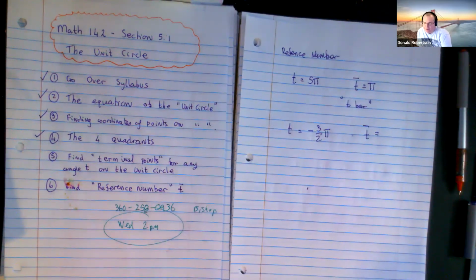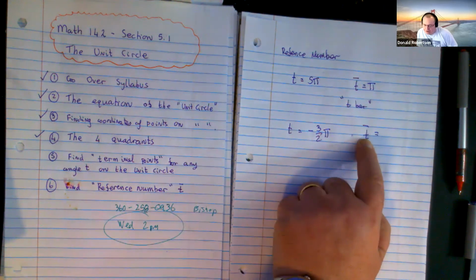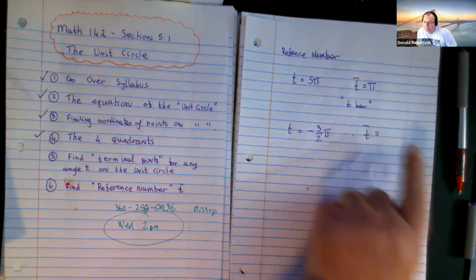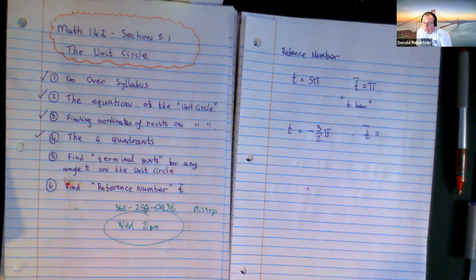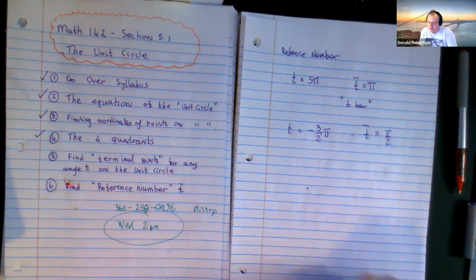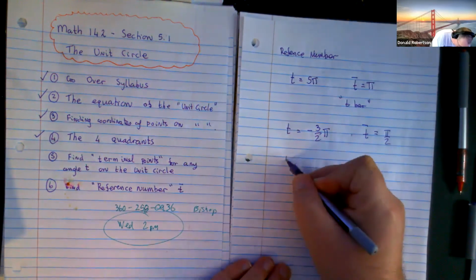So we've actually been doing this today. We've just given it a name: we're calling it a reference number, and we're calling it T bar. What would you do to this one to find its reference number? Add 2 pi. And can you trust me that it's pi upon 2? -3/2 add 2, you get +1/2. Are we good? So let's throw a weird one in.